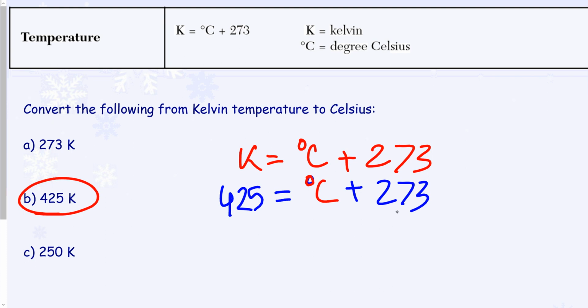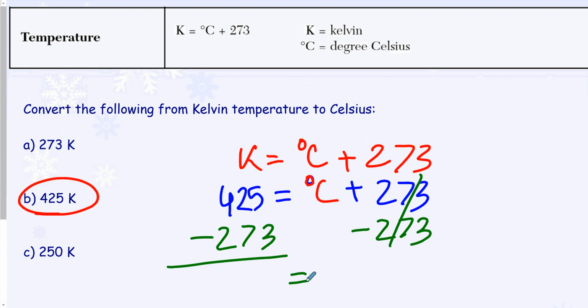So how do I isolate this? I would subtract 273 from both sides so that I can cancel this one out. And then 425 minus 273 would be equal to your degree Celsius, which is our unknown. Again, if you can't do this in your head, always use your calculator to get the correct result because it doesn't make sense for you to make a mistake during the exam. So we got 152 degrees Celsius. So 425 Kelvin equals 152 degrees Celsius.